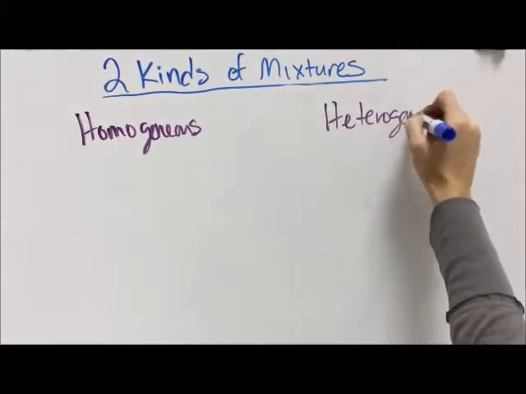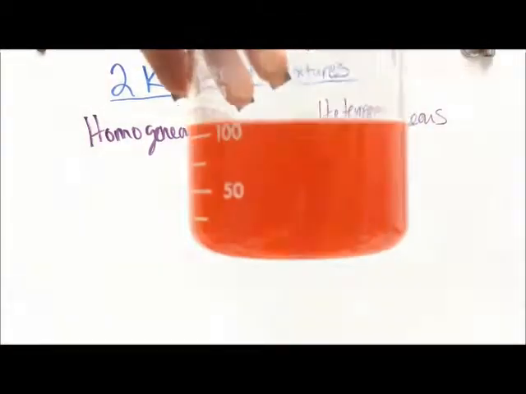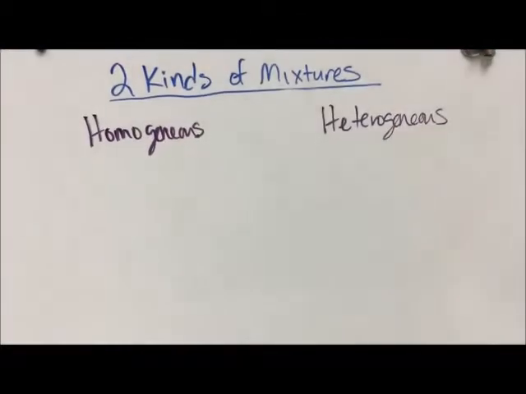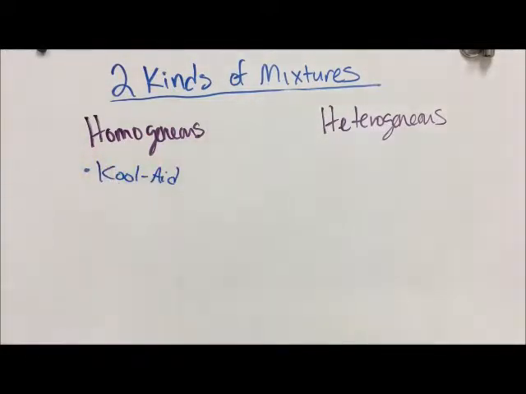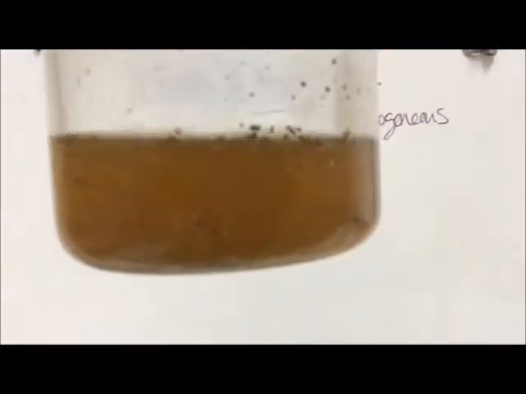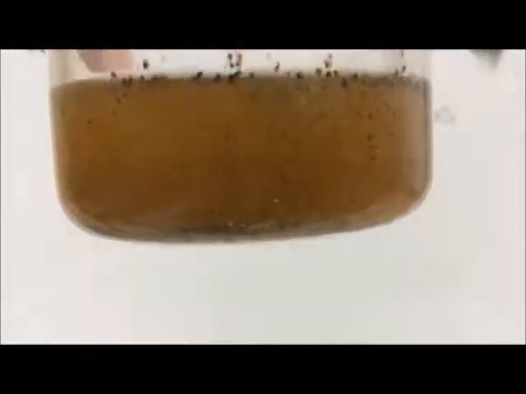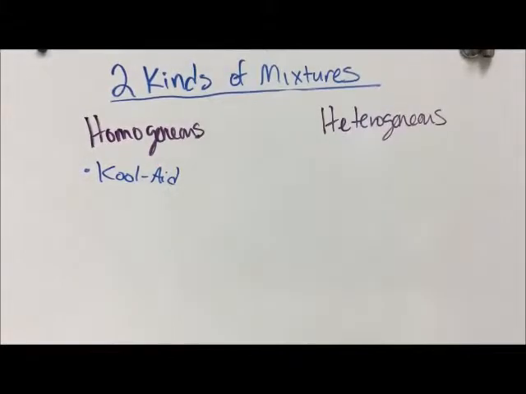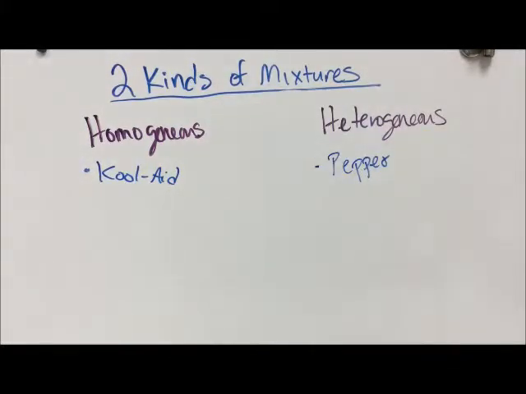So let us look at some different objects. For example, here we have some Kool-Aid mixed into water. And as you can see, the Kool-Aid is mixed completely in. You can't tell anything different from the Kool-Aid in the water, so it's homogeneous. Here, we can see pepper flakes in a mixture of pepper and water. So because we can see the pepper flakes, this mixture is a heterogeneous mixture. We can see the pepper separately from everything else.